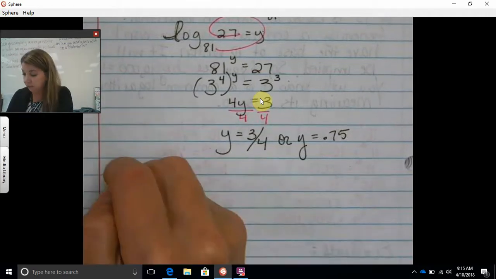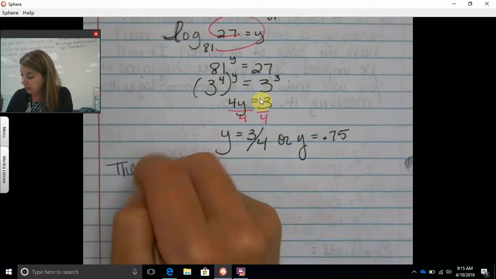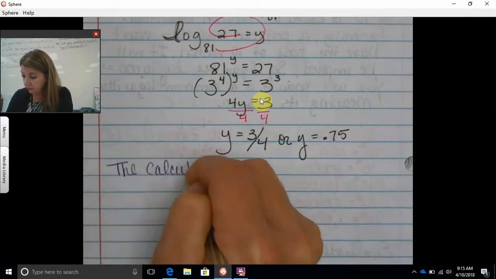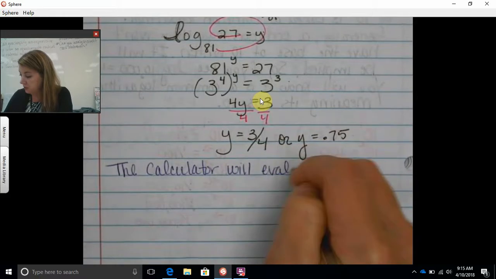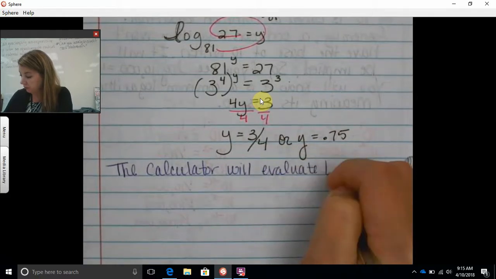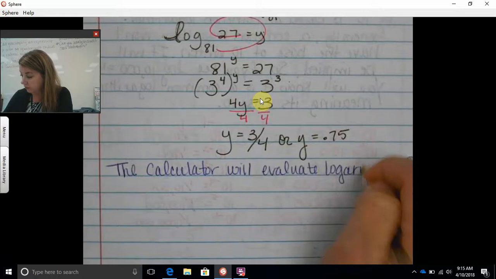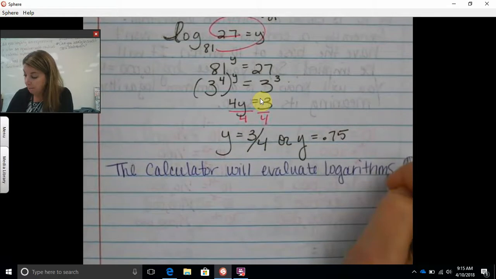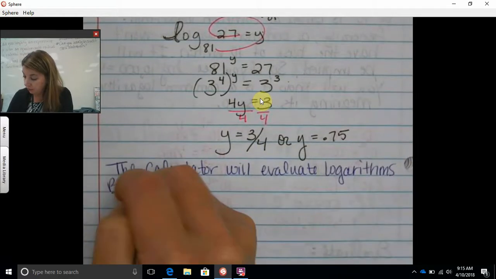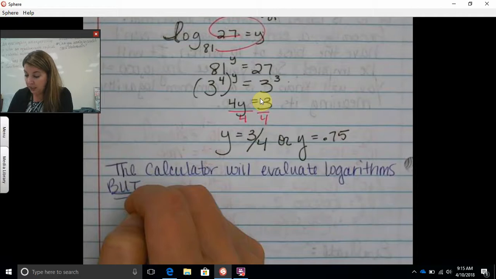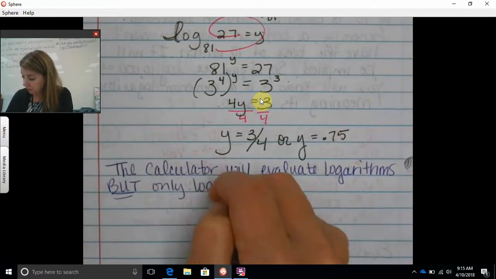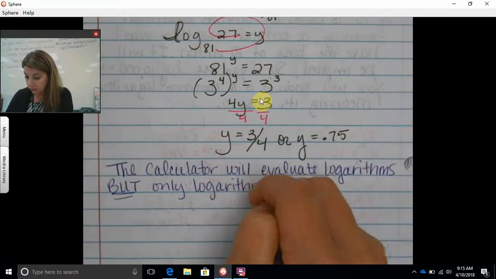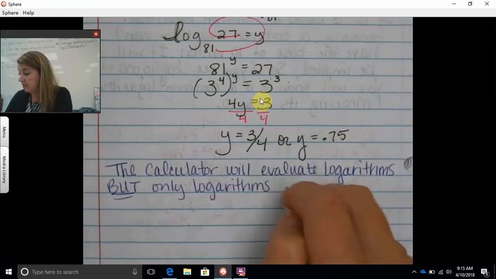First, we're going to write a little something. The calculator will evaluate logarithms, but only logarithms that have a base of 10.